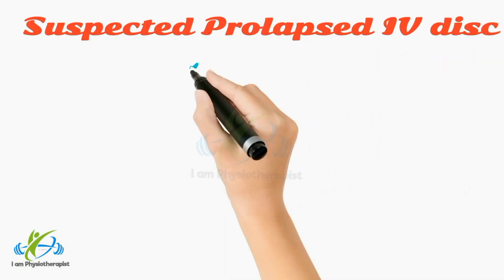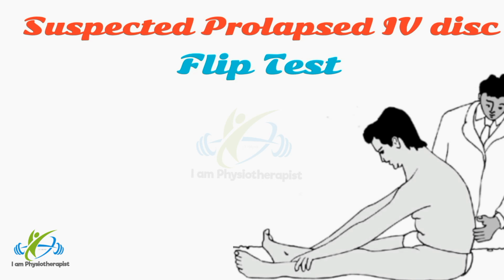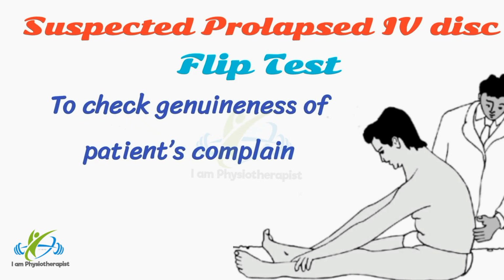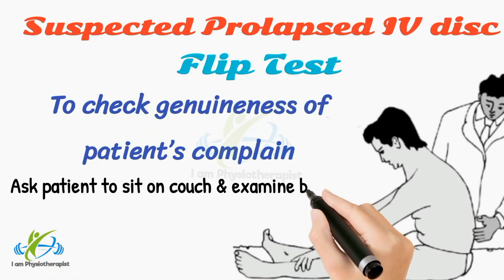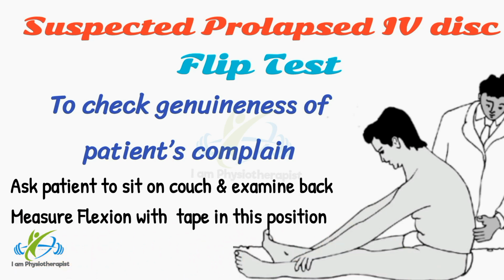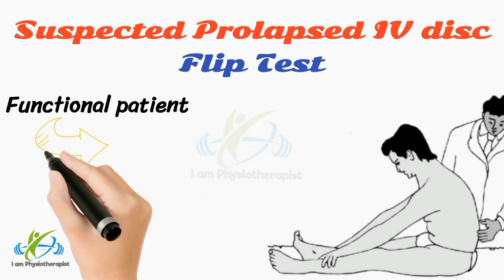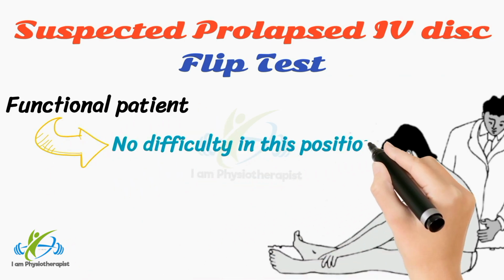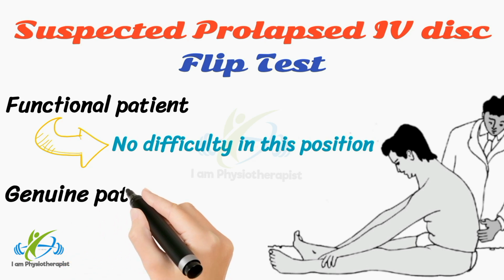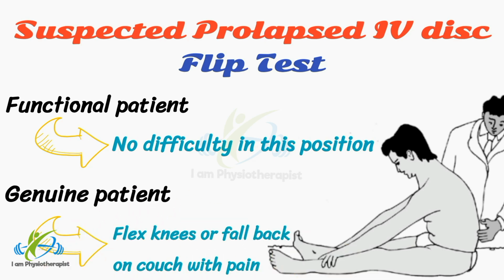Flip test. If there is some doubt regarding the severity or genuineness of the patient's complaints, ask the patient to sit on the couch and examine his back. Measure the flexion with the tape in this position. The functional patient will have no difficulty in this position, but the genuine patient will either flex the knees or fall back on the couch with pain.